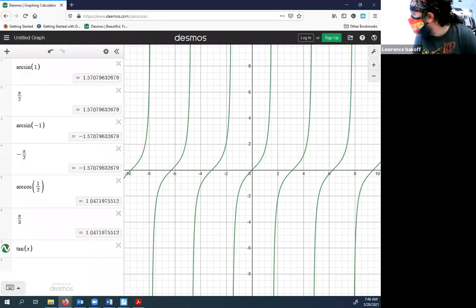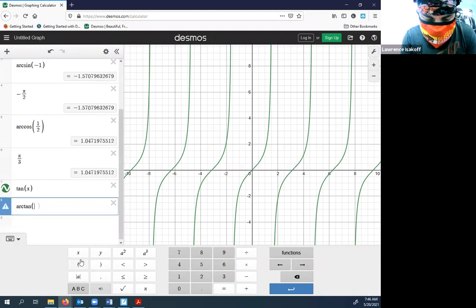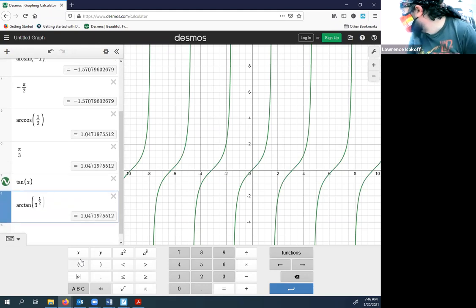Again, we can type it in as the arc tan of 3 to the 1/2 power. But yeah, we're getting that same value for pi over 3.